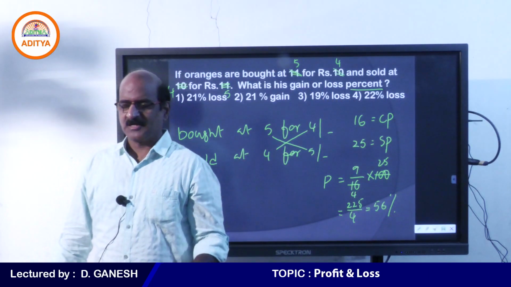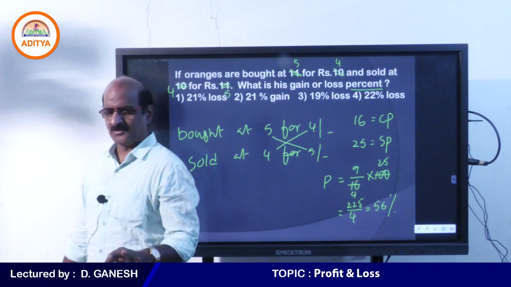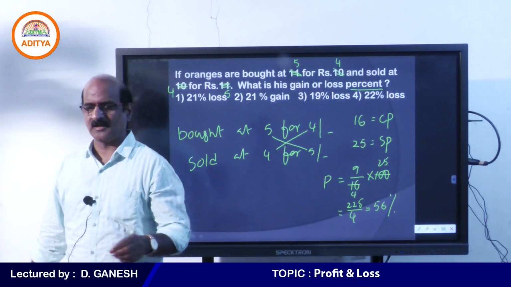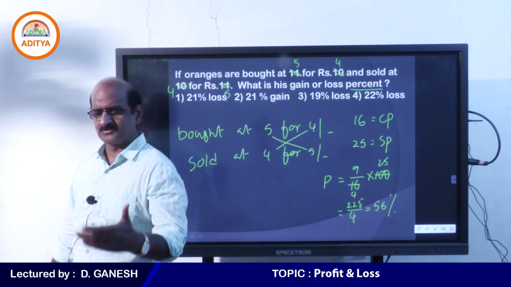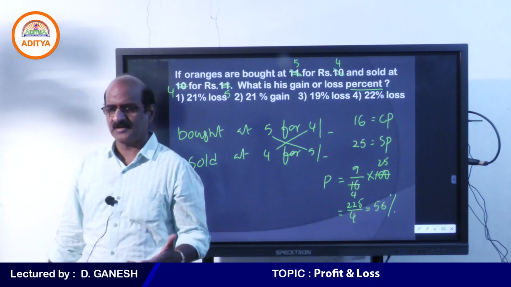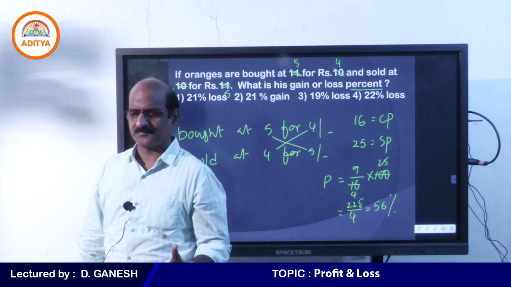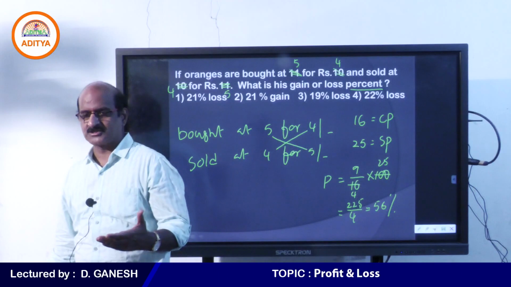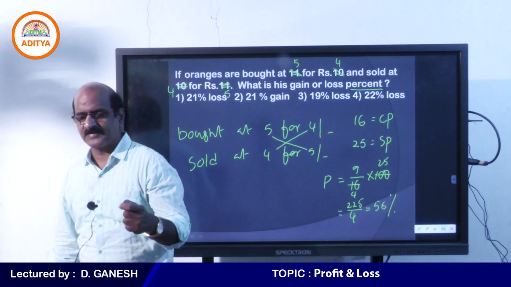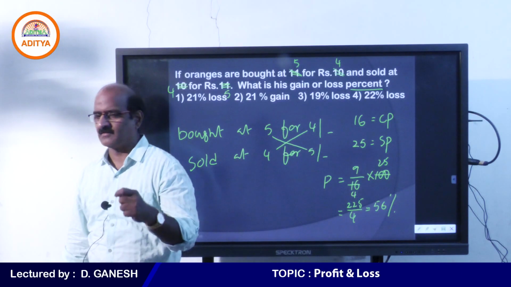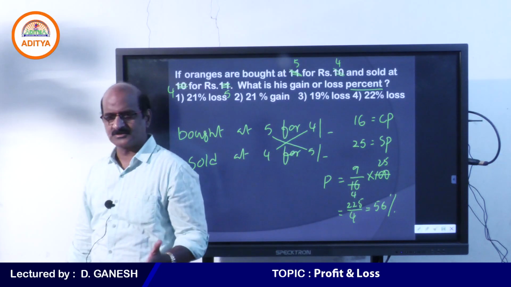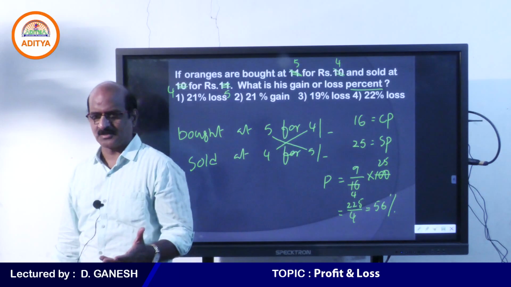Why we cross multiply, I will tell you later. At the moment just do it like this, okay? I will definitely explain why we are multiplying. So excellent. Profit percent is 56.25%. Very good student. We can take it as close to 56%, not an issue.